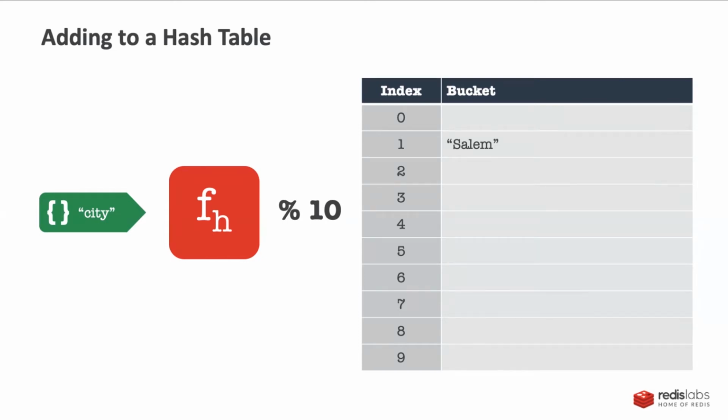If we want to read it, we do the same thing. We put in city, we hash it, we do the modulus 10, we get an index, and we go look in that bucket. And so this is how the hash tables work.